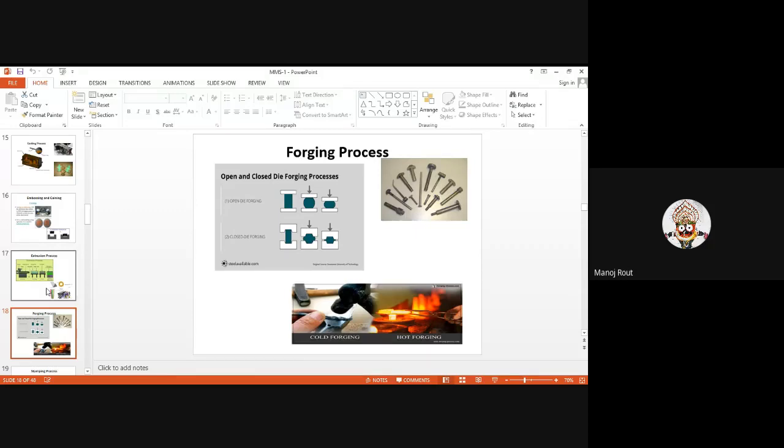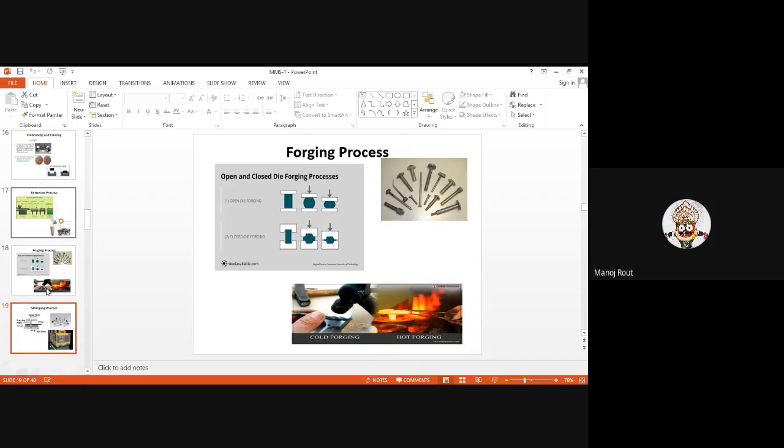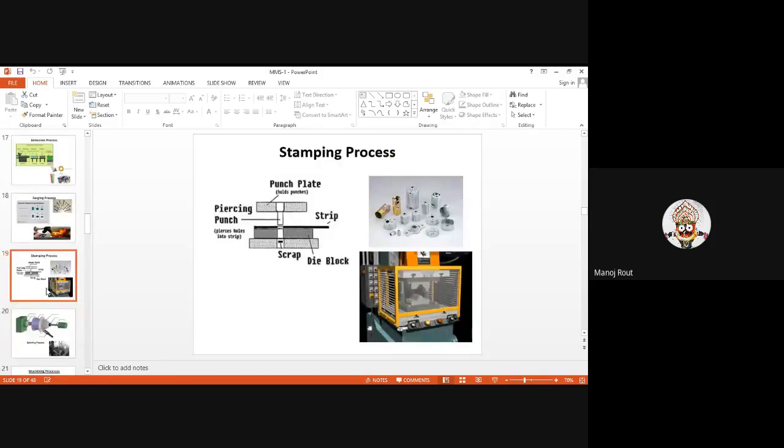The next part is the stamping process. It is also known as the piercing or punching process. As you see in the figure on the left side, a punch plate is set up, and the parent materials in the form of strips are placed under the punch plate. Whenever you apply pressure, it forms the desired shape and size.